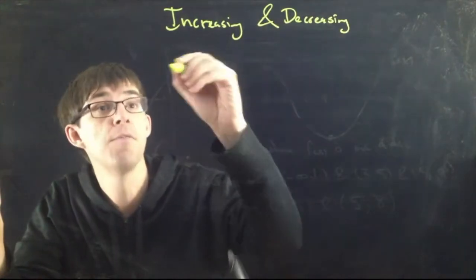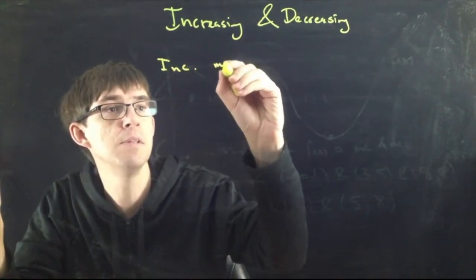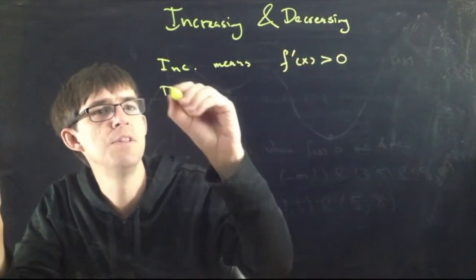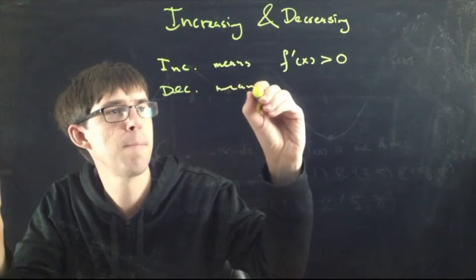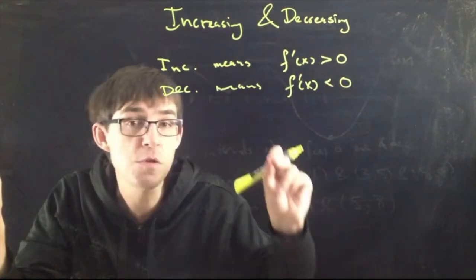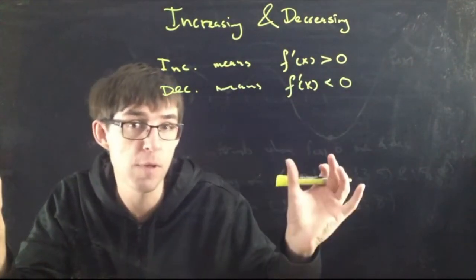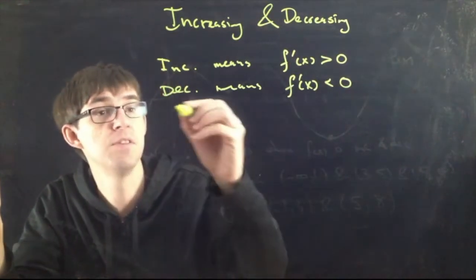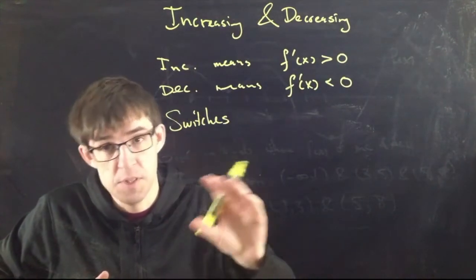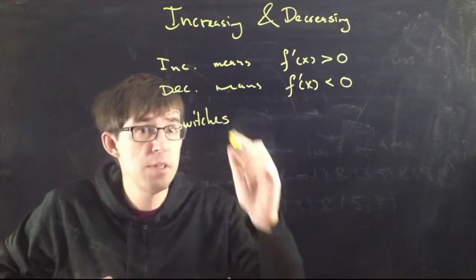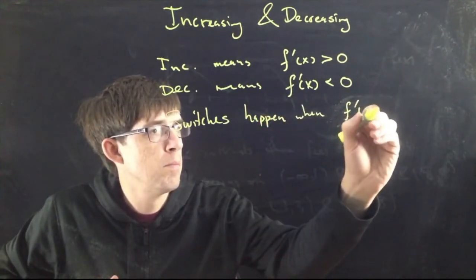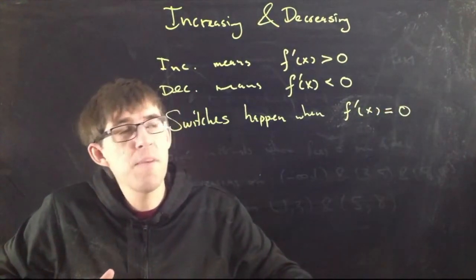If you're just looking at formulas, increasing means f prime of x is positive. Decreasing means f prime of x is negative. And then those points in the middle, sort of between one interval and the next, those would be where the derivative is 0. And the switches, I mean when it goes from being increasing to decreasing or from decreasing to increasing, the switches happen when f prime of x equals 0, right?